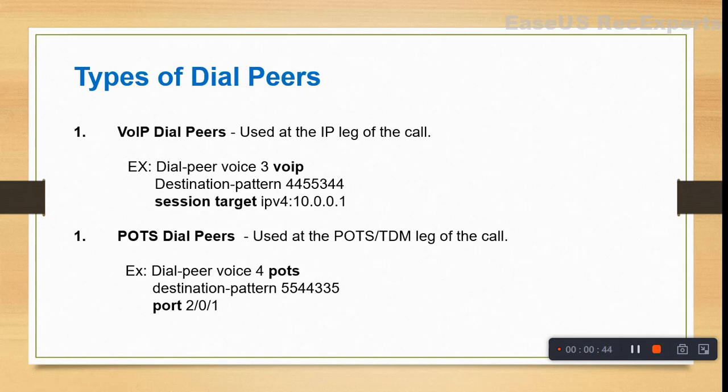Same in case of POTS dial pair, you don't need a port command when you want to use the dial pair as an incoming POTS dial pair. You only need the port command when you want to use this dial pair as an outgoing POTS dial pair. When this dial pair is pointing somewhere, it's trying to send the call to somewhere else, not for incoming.